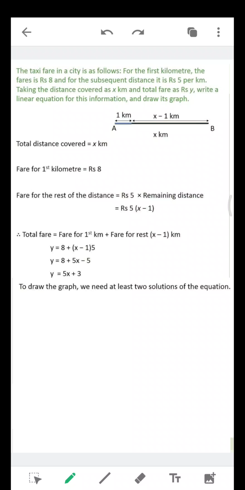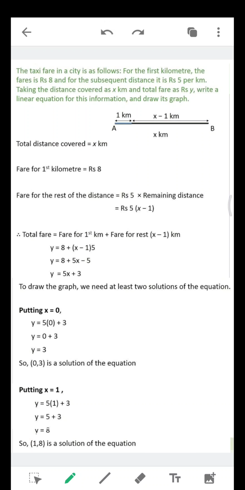We will draw the graph of this now. For drawing the graph, I'll find two solutions at least. I'll put x equals 0, so I get y equals 3, and I'll put x equals 1, then I'll get y equals 8. You can substitute any value, it doesn't matter. It's not compulsory to put 0 or 1 always. We can take any values.